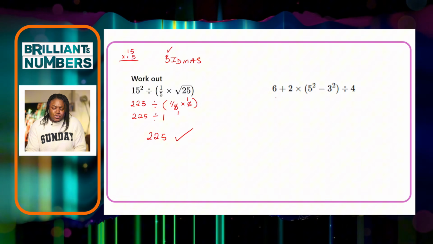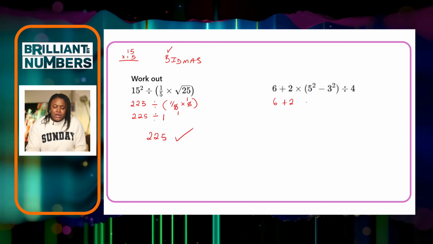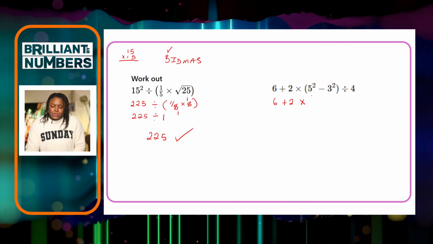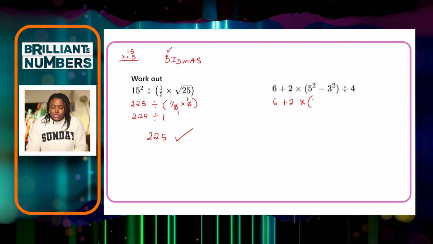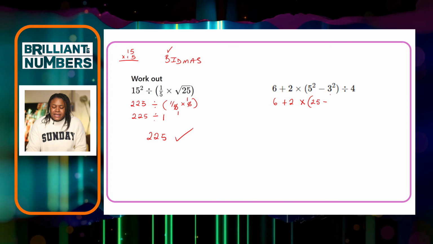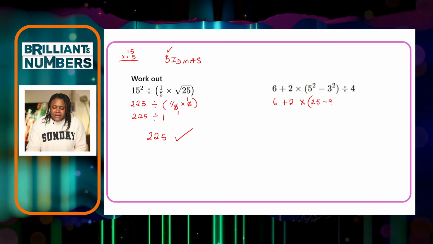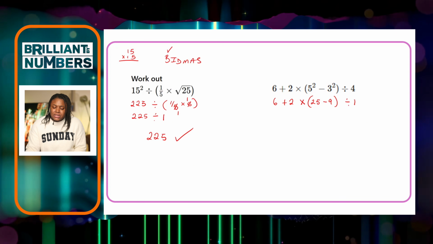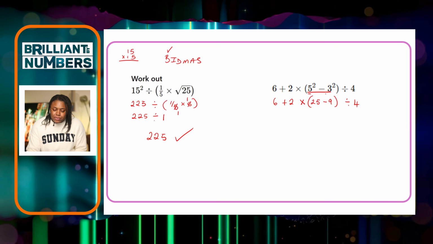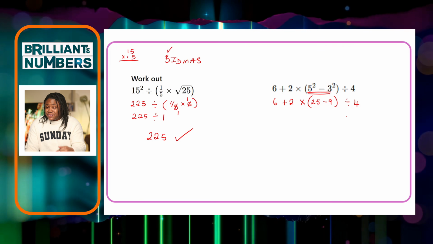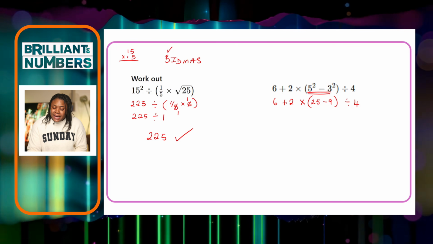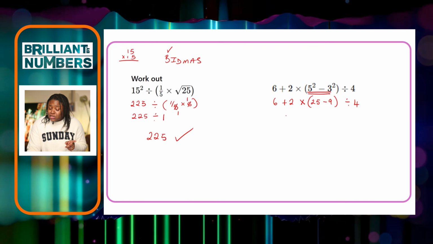So let's go. I'm just going to rewrite 6 plus 2 here. Not ready for those. So let's work this out. 5 squared is 25. Take away 3 squared is 9. Divided by 4. Notice I am just working on the bracket, so I'm putting back everything. Next, I cannot add these together. That's not what's happening here.